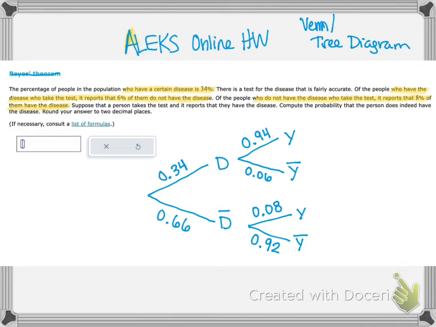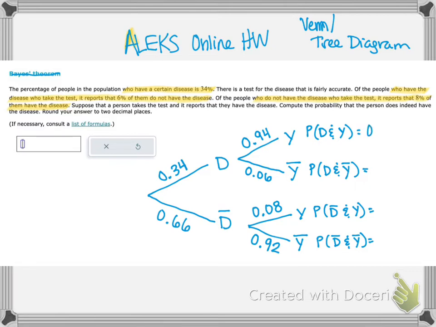So then we want to think about the end result of each of these branches. These are people who have the disease and got a yes. These people have the disease and didn't get a yes. These people don't have the disease and got a yes. And these people don't have the disease and didn't get a yes. So we would multiply the pairs of numbers down the branches. The first branch would be 0.34 times 0.94.